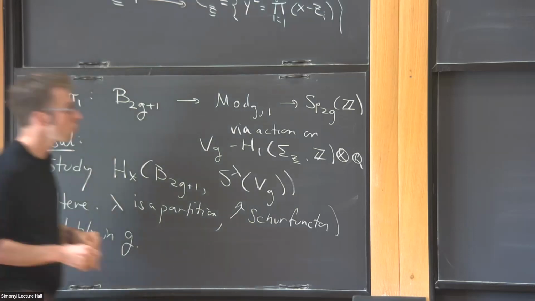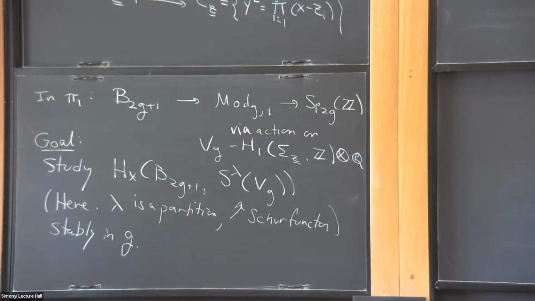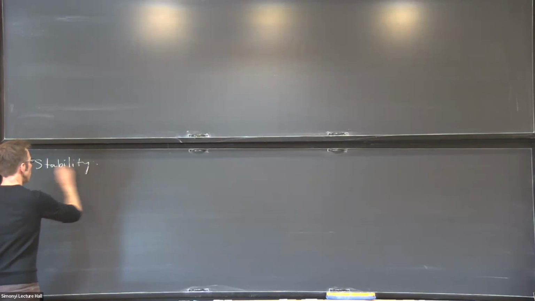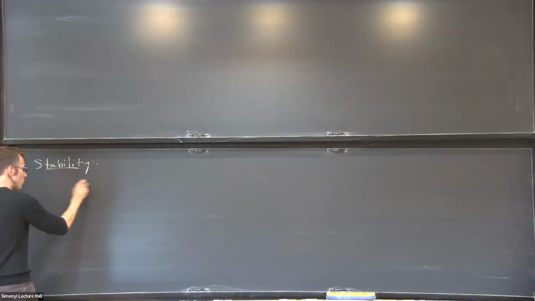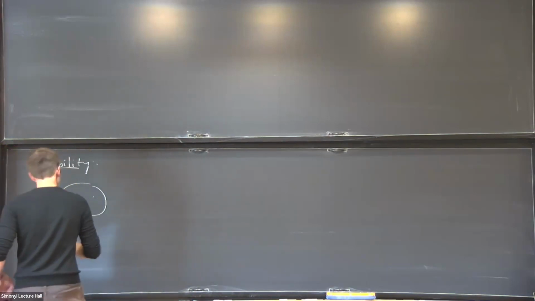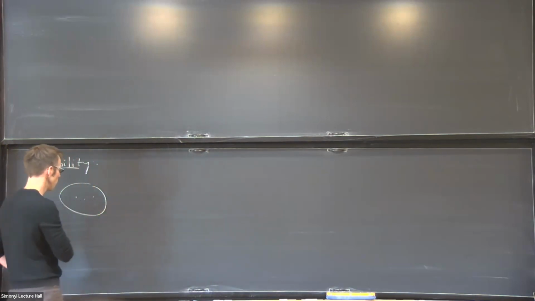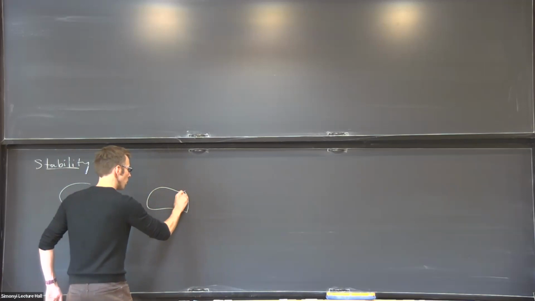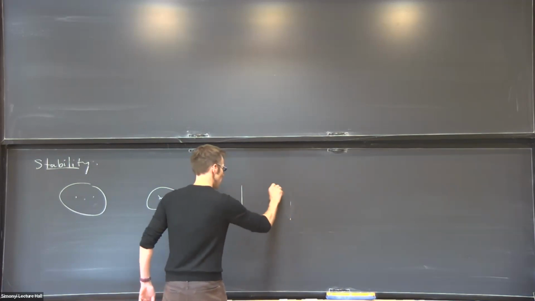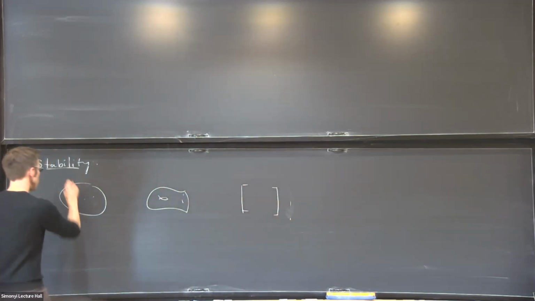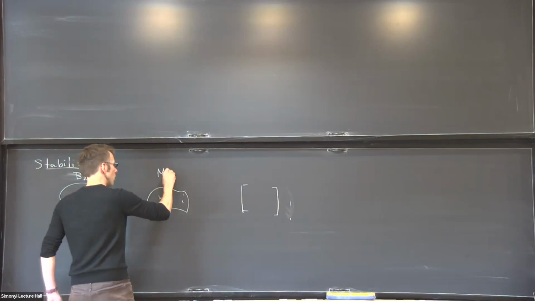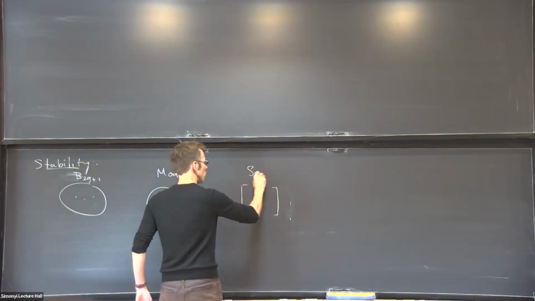All right. So what do I mean by stability here? I have this picture in mind. Here's my disk with a bunch of points, an odd number of points. To that, I get associated a curve. And then to that curve, I get associated a matrix. So here's something in my braid group, here's something in my mapping class group, and here's something in the symplectic group.